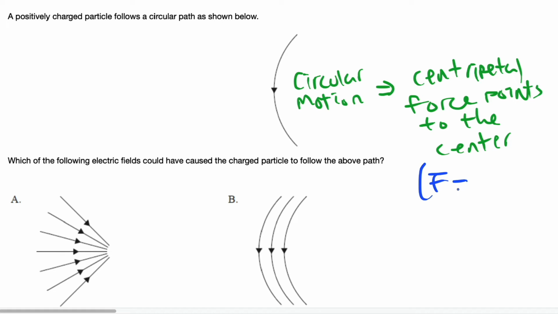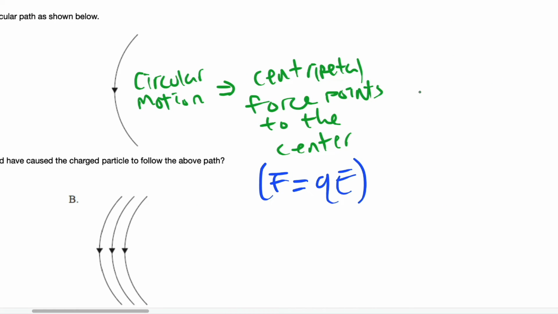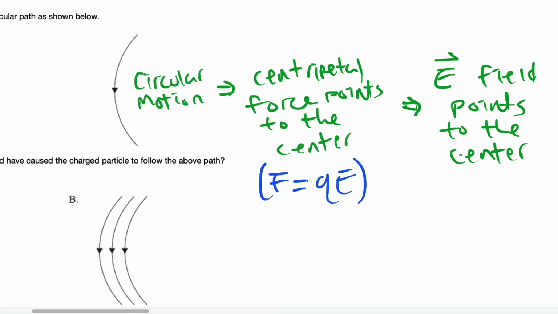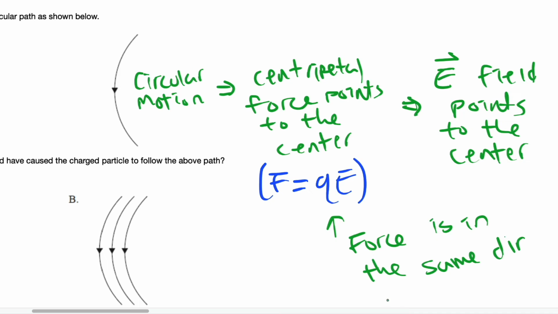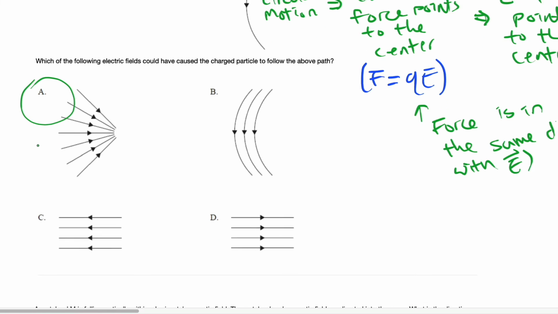And you should know that force is equal to charge multiplied by electric field. And this just tells you that the electric field, E field, points to the center, right? And I think I said something wrong in my previous sentence. Because it's a positive charged particle, the force is in the same direction with the electric field, not the velocity. So the E field must point to the center, and A is the only answer that points to the center.